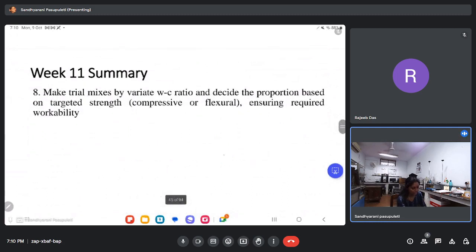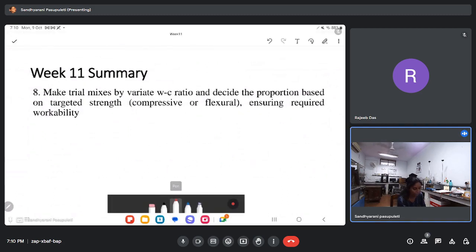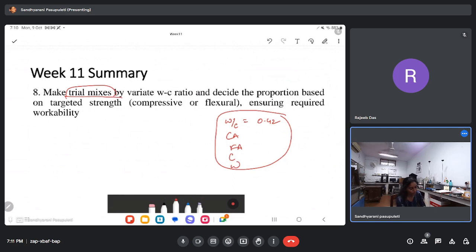So once I have decided all my coarse aggregates, fine aggregates, cement, water and water to cement ratio, now I have to make a trial mix. So let us say I have decided some water to cement ratio of, let us say, 0.42. Then I got coarse aggregate proportion, fine aggregate proportion, cement and water. Using all this, I will mix a few trial mixes. Then what I have to aim for, first, is the slump and target strength.